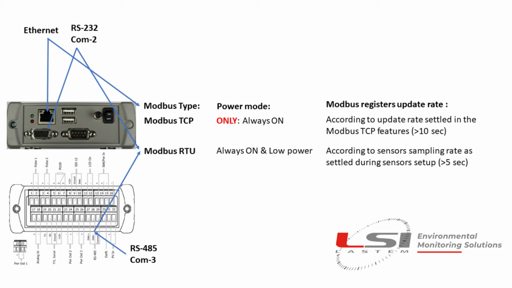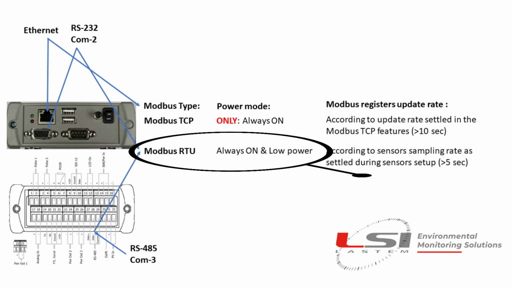Modbus TCP is operative only when the data logger is programmed to run in always-on power mode. Otherwise, Modbus RTU is operative in both low power and always-on power modes.